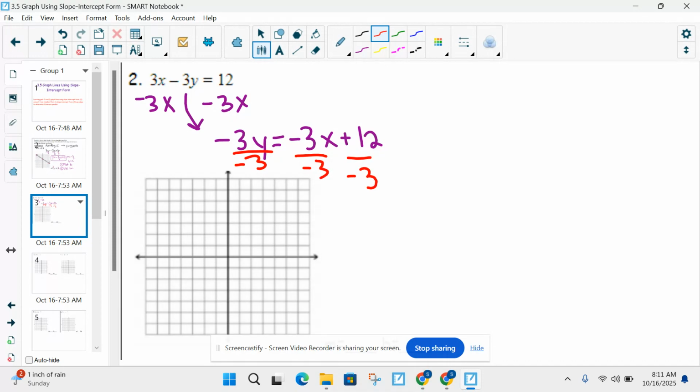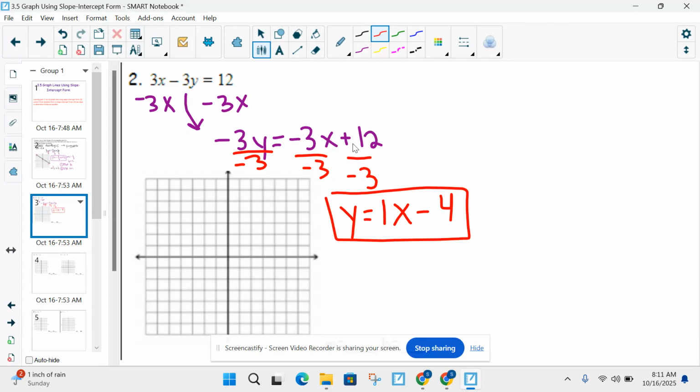The final answer would be y equals, since negative 3 divided by negative 3 is 1, then the slope would be 1. You can write 1x or just x. And then since 12 divided by negative 3 is negative 4, you'd write minus 4. So the negative sign here comes up to be a minus sign. And that is the equation.